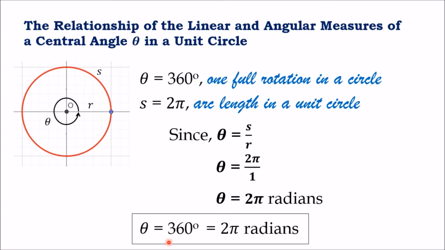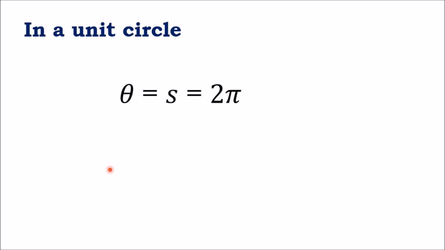Thus, the linear measure of arc length s is equal to the angular measure of central angle theta in radian measure. That is, in a unit circle, the central angle theta of 2 pi radians is equal to the circumference s, 2 pi. Thank you.